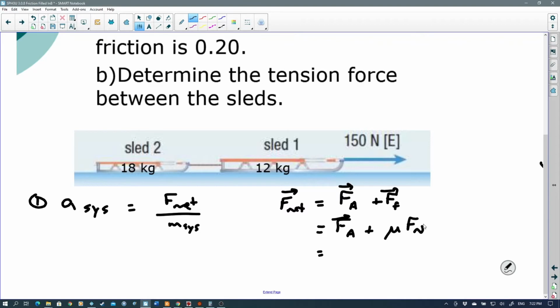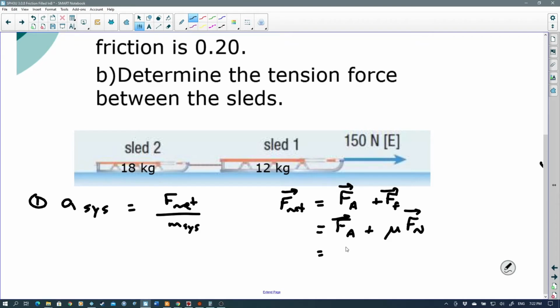The Fn is the mass times the acceleration of gravity. But the mass that we're talking about here is the mass of the two sleds, okay? So we're going to have to fix this problem here again. The Fn is not vertical here. This is a term that's all horizontal. So we'll deal with that in the next line here.